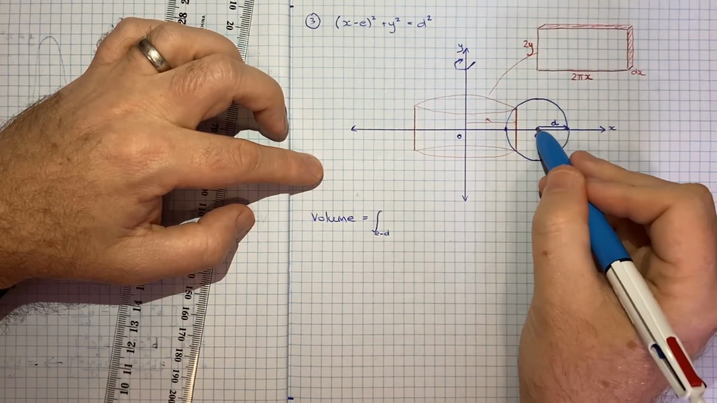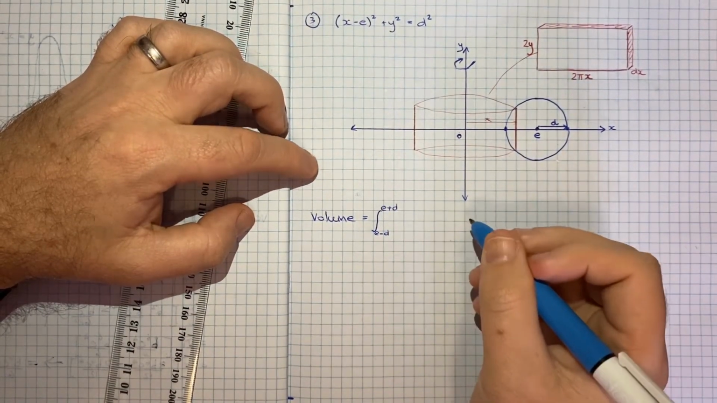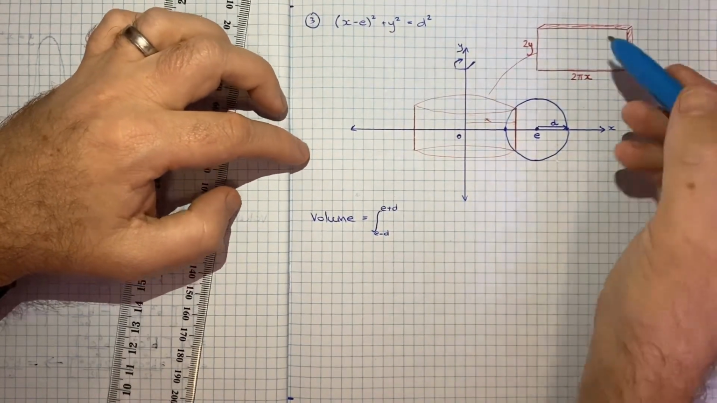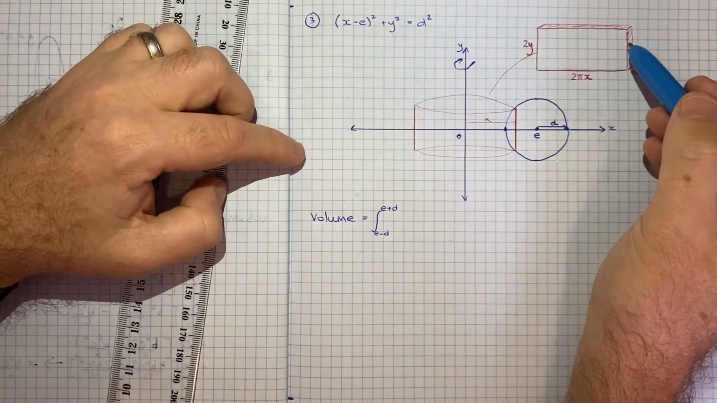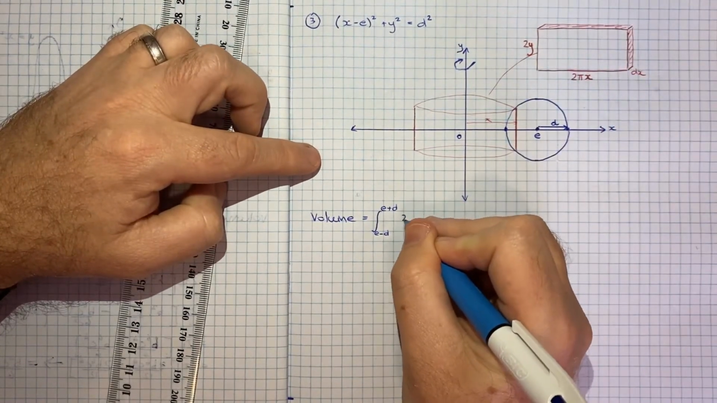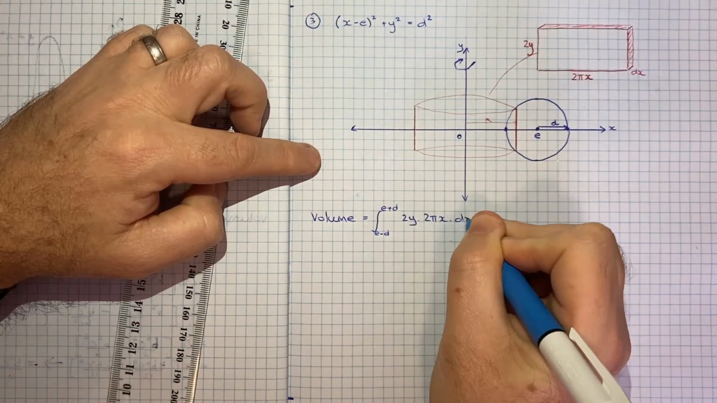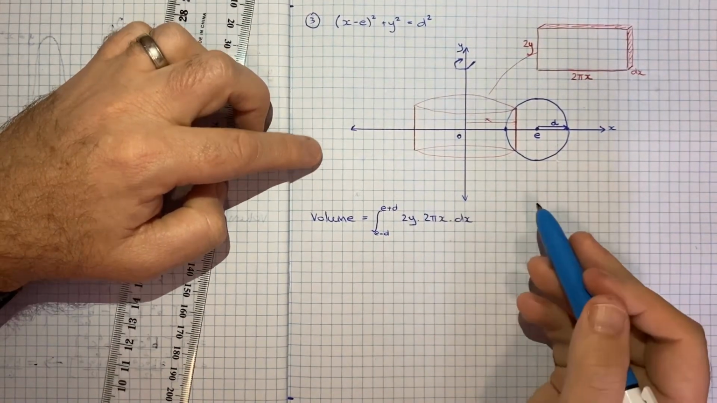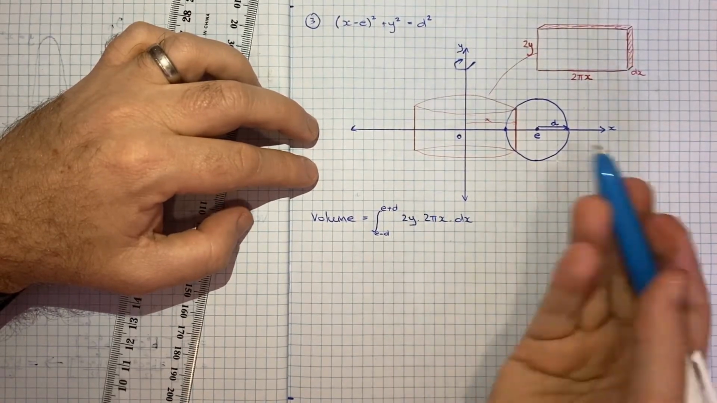And this value would be e plus d. So there are our two boundaries of our integral. And the volume of this prism would be the area of the face times the height. Area of the face would be 2y times 2 pi x times dx. And now we just need to get everything in terms of x and then integrate it.